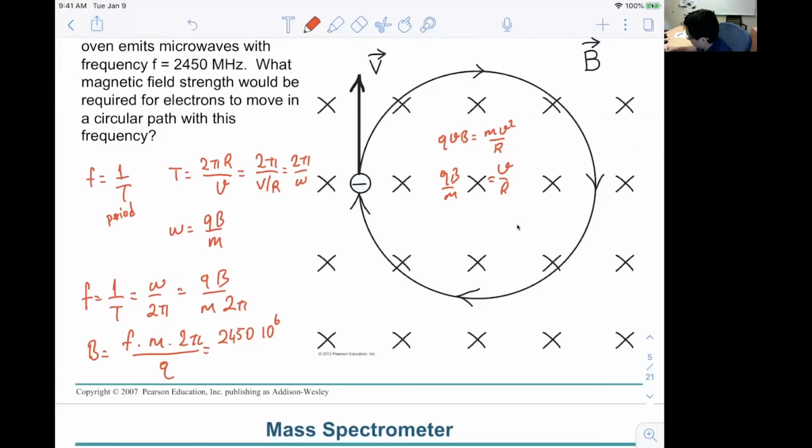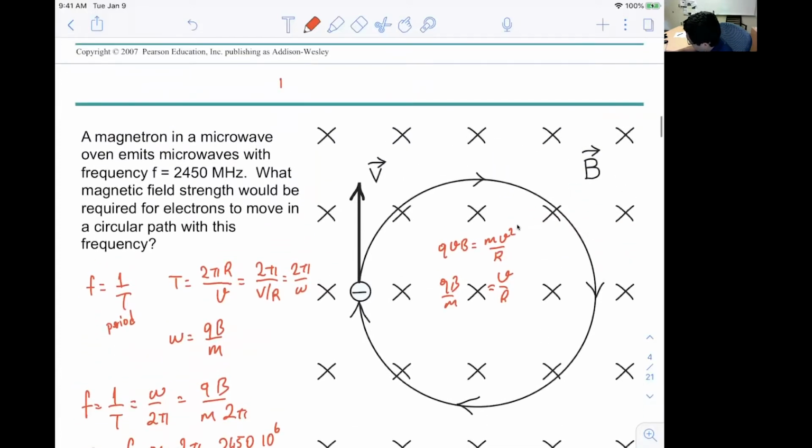The hertz, by the way, is the unit of frequency, and is 1 over second in terms of unit, because the period is in terms of seconds.